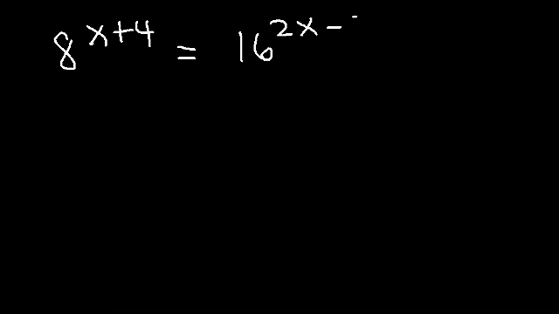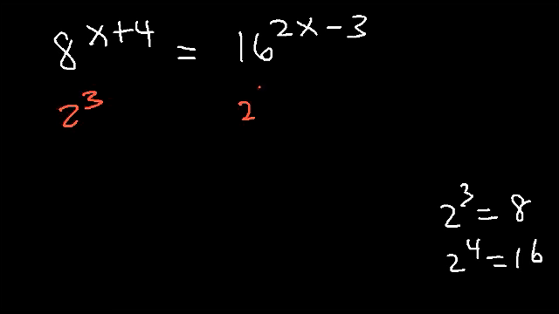Now sometimes you might be given exponential equations to solve. How would you solve for x in this particular equation? What you want to do is see if you can convert the bases into a common base. The common base of 8 and 16 is 2. 2 to the 3rd power is 8. 2 to the 4th power is 16. So we can replace 8 with 2 to the 3rd and 16 with 2 to the 4th.